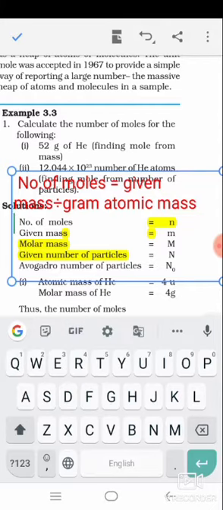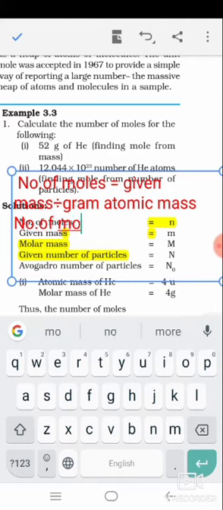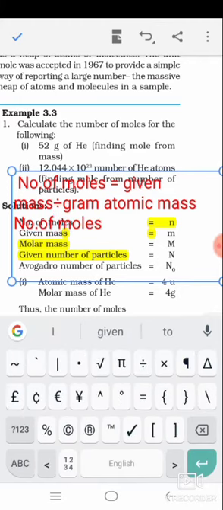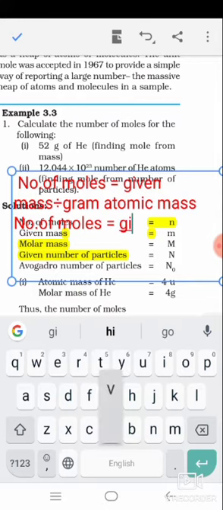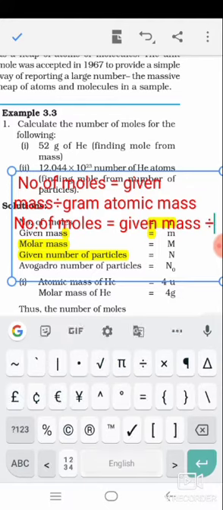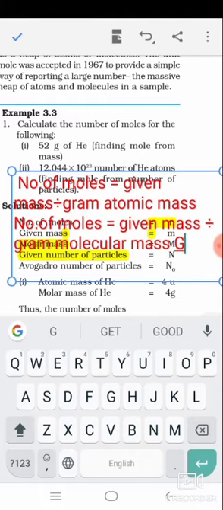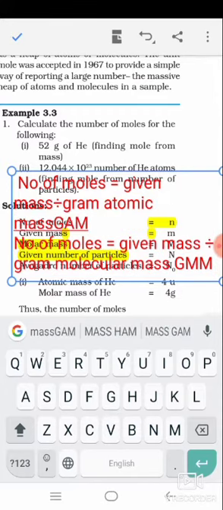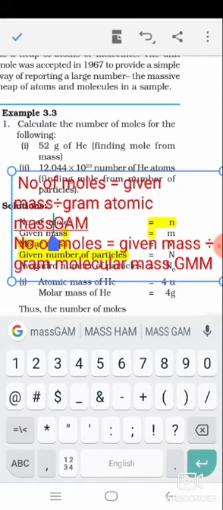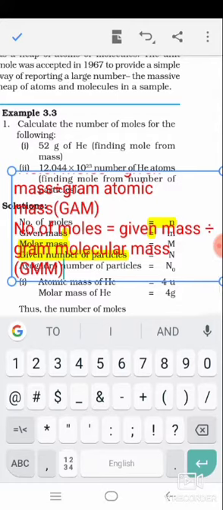Now the next equation: number of moles is equal to given mass divided by gram molecular mass. That is GMM, and the gram atomic mass is also known as GAM. GAM and GMM.